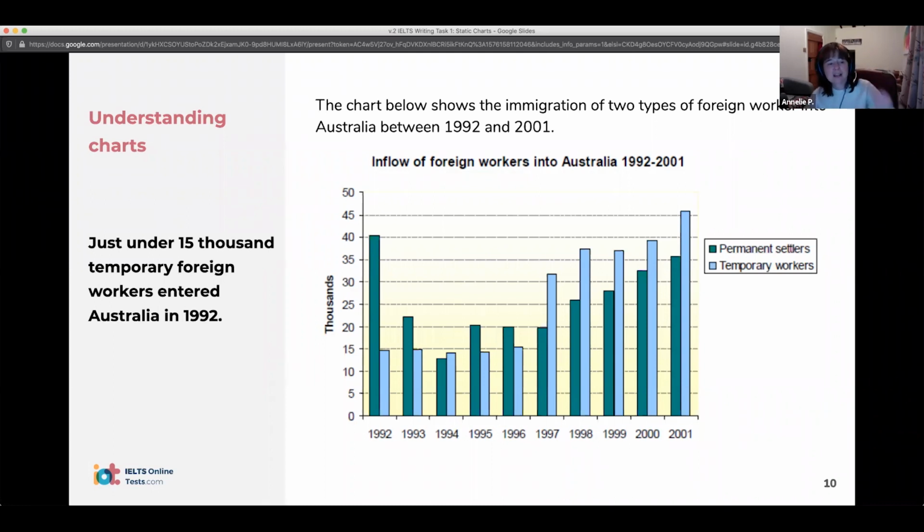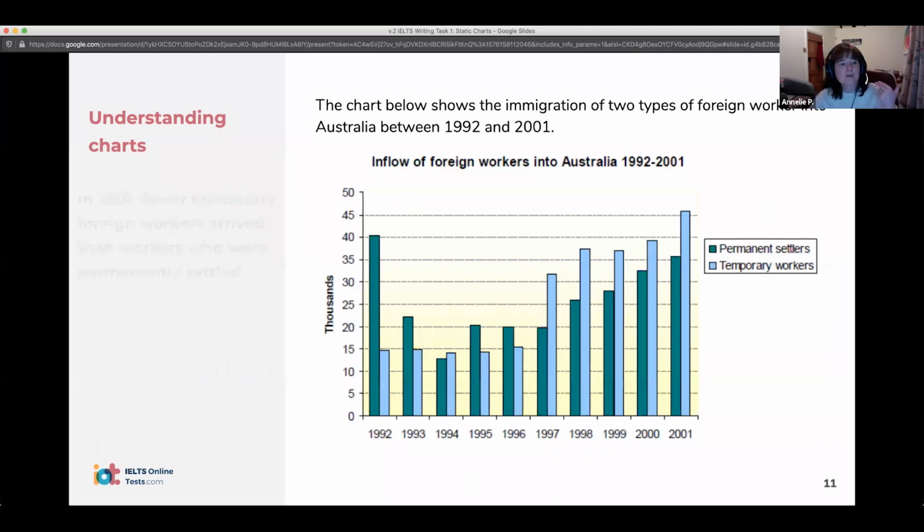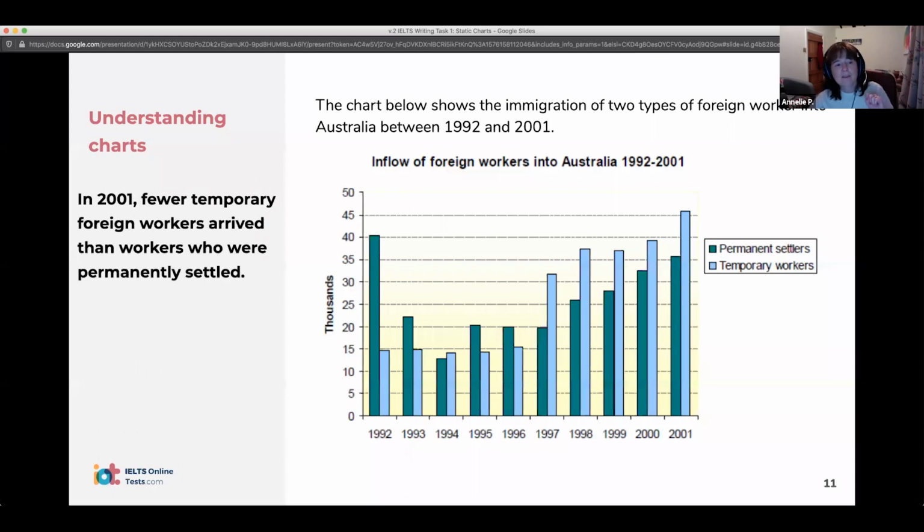So we're looking here, temporary foreign workers. We're looking at 1992, just under 15,000. Okay, this is all completely correct. We've got the measurement correct. We've got the immigration aspect correct. We've got the worker aspect correct. So all of the information is exactly right. Okay, and the last one.